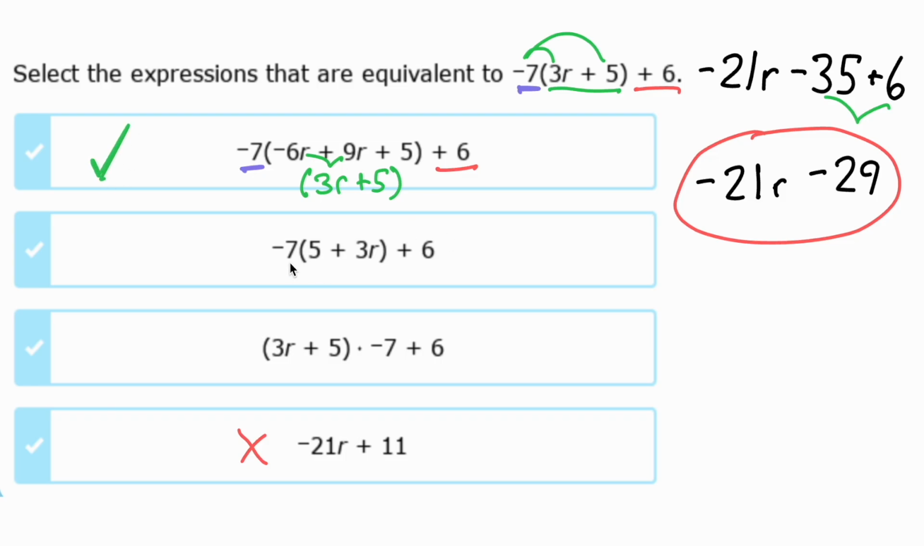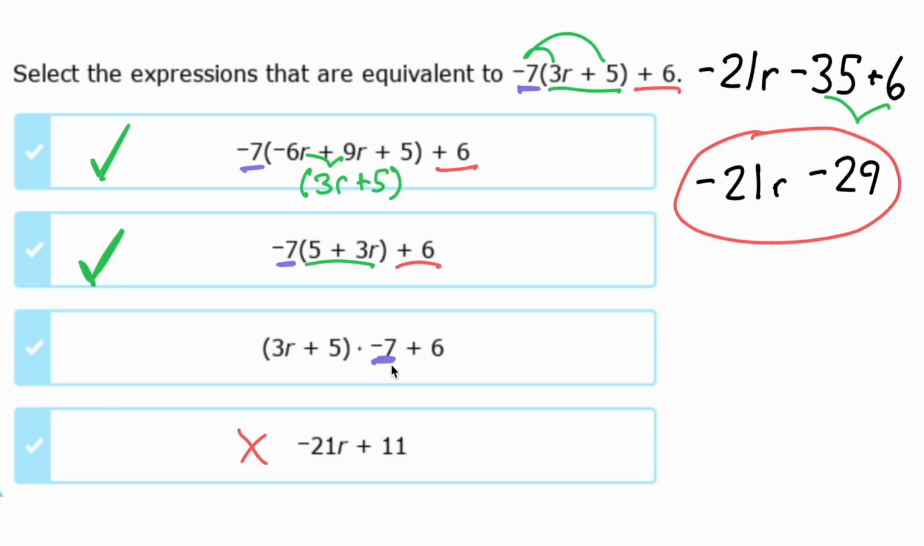Our next answer choice has negative 7, which is good, but instead of having 3r plus 5, it has 5 plus 3r. Well, according to the commutative property, 5 plus 3r is the same as 3r plus 5, and since it ends in plus 6, it's an equivalent expression.